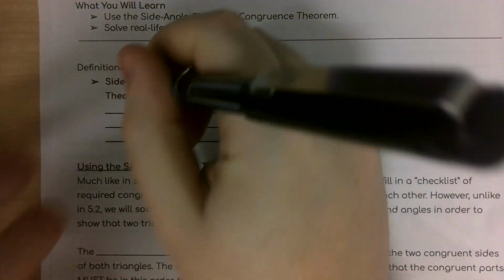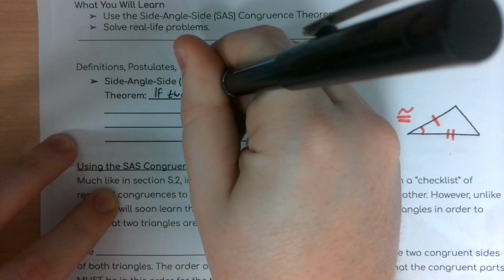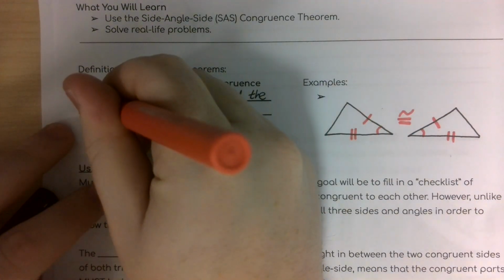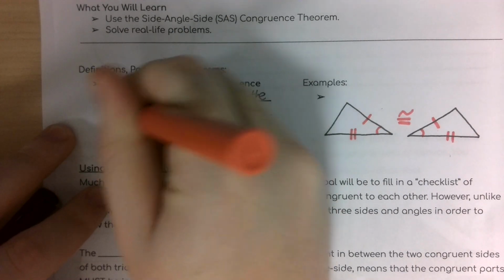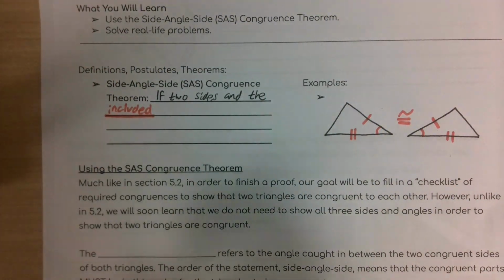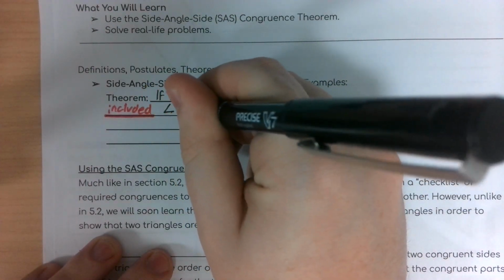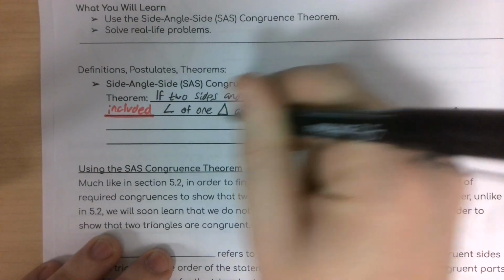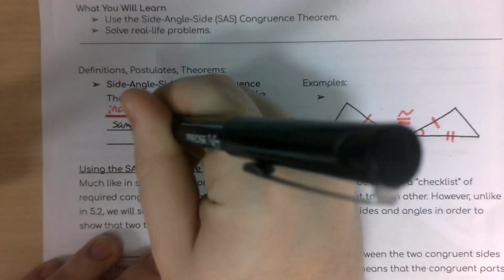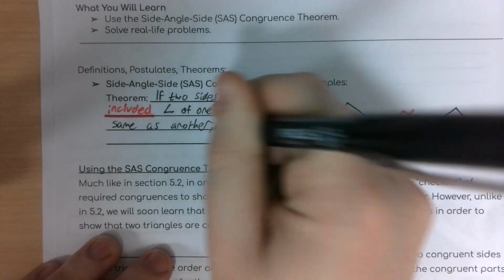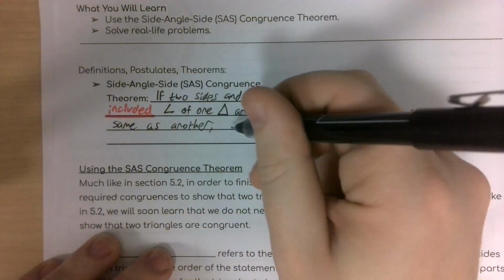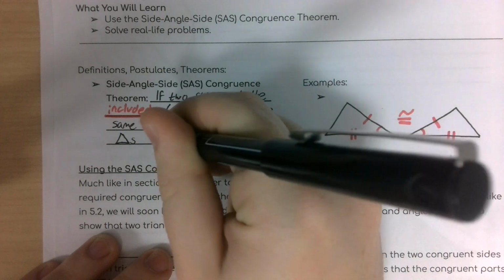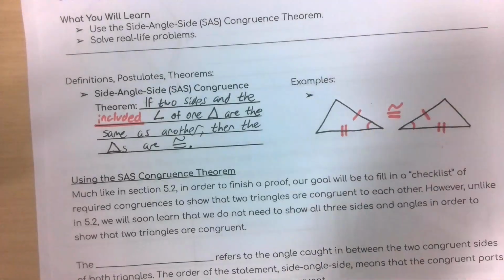The theorem states that if two sides and the included angle of one triangle are the same as another, in other words, if they're congruent to each other, then the two triangles are congruent.